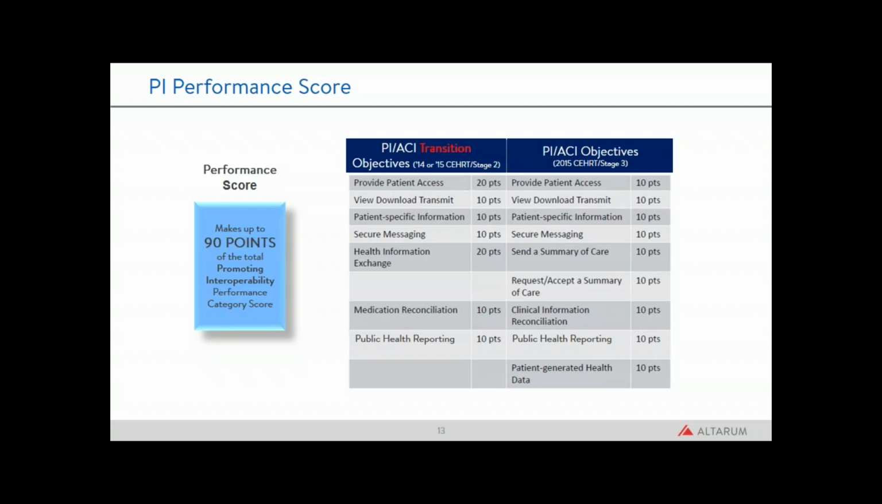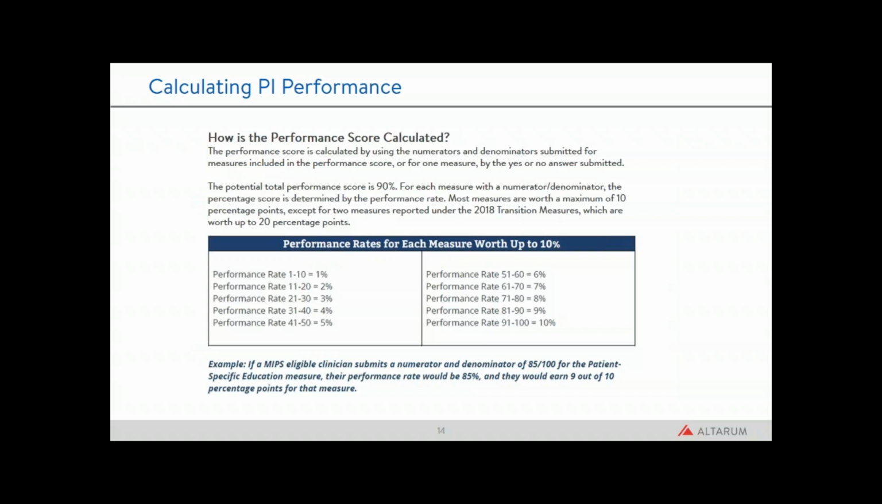And we see most folks sticking with the transition objectives again this year. How's that performance calculated? You're looking at each one of those measures individually. You're going to take your numerator and denominator and convert that into a performance rate. And then that performance rate will give you how many points you're going to earn for each one of those measures. So, a rudimentary example at the bottom here: if you had a numerator of 85 and a denominator of 100, that's going to translate to an 85% performance rate. And then that is going to earn around 9 out of the 10 points for that particular measure.